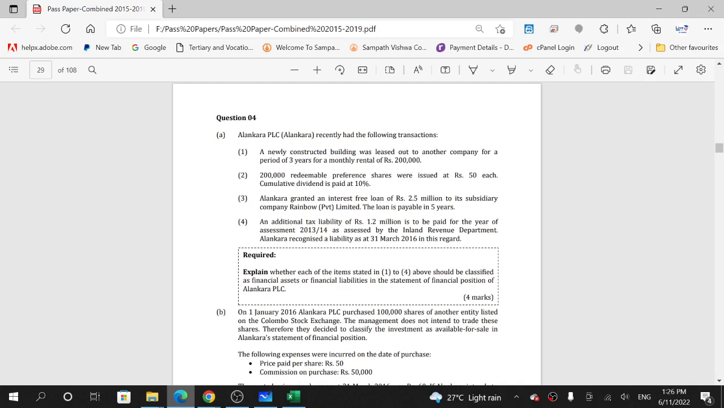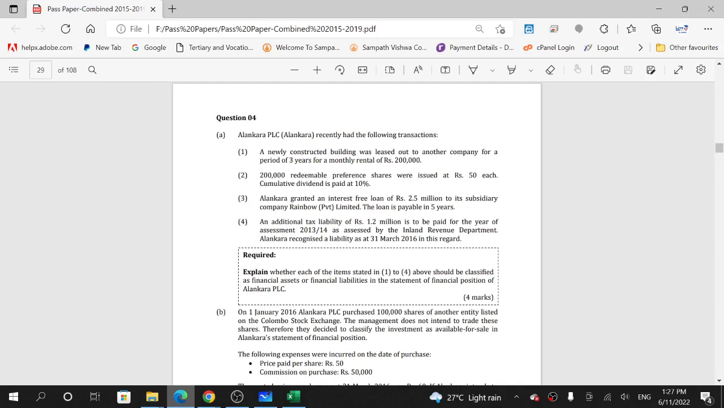A newly constructed building was leased out to another company for a period of 3 years for a monthly rental of 200,000. What do you think? Is there any contractual agreement? Normally, yes. Why? Because they are supposed to pay. They will ask more money.